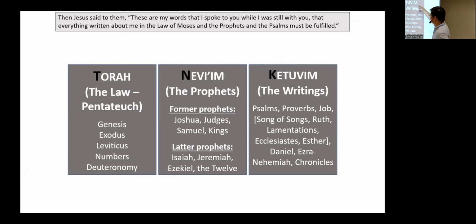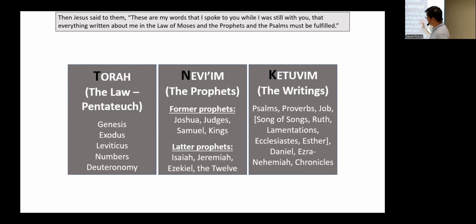This is called the writings, Ketuvim, related to the Malay word kitab, which means writings. Ketuvim, plural, writings, from katav, to write. It includes Psalms, Proverbs, Job, Song of Songs, Ruth, Lamentations, Ecclesiastes, Esther. I put these in brackets because this is one unit called the Megillot, to be read in different festivals. Then we have Daniel, Ezra, Nehemiah, and it ends with Chronicles. So these are not considered prophets. These are considered the writings.